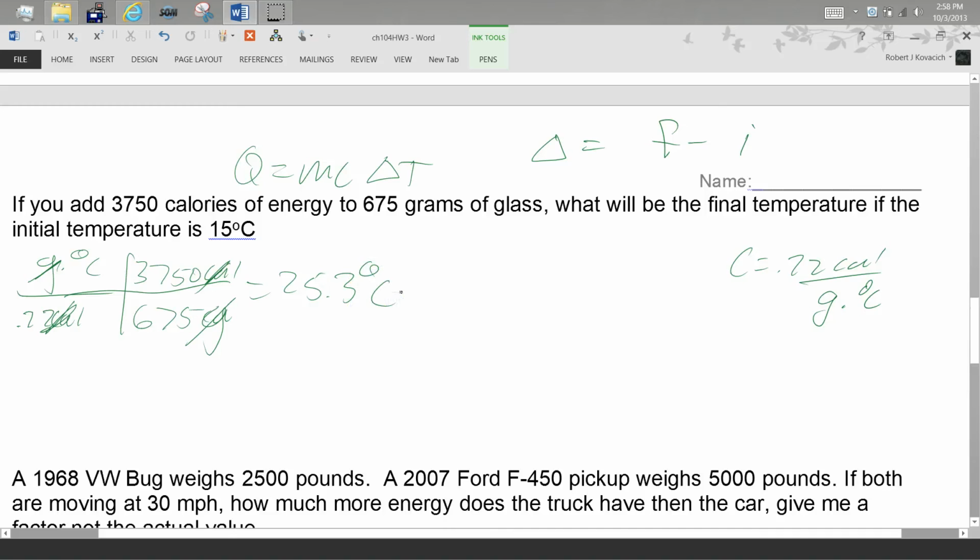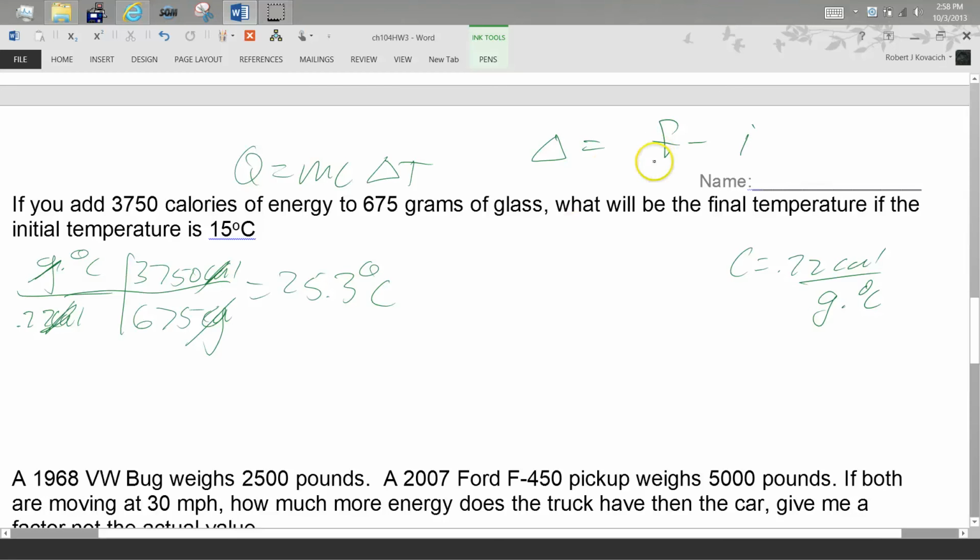So what did we just calculate? We calculated the change, right? So this is like the final balance at the end of the month in your checking account. This is the final temperature of this piece of glass after I've added this heat to it. But this is the change in the temperature. So what's the final temp going to be equal to? This value plus whatever I started with. It started at 15 degrees, and I increased the temperature 25.3 degrees, so then my final temp is going to be 40.3.